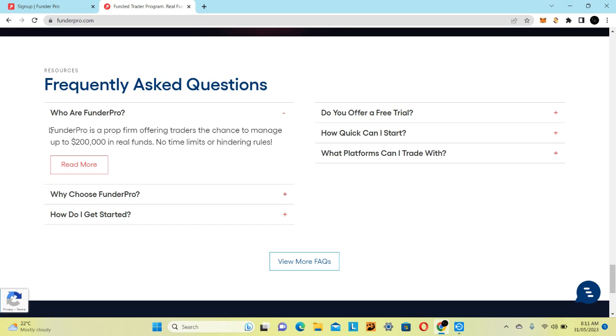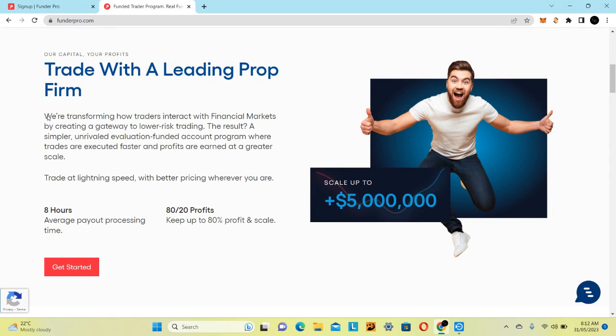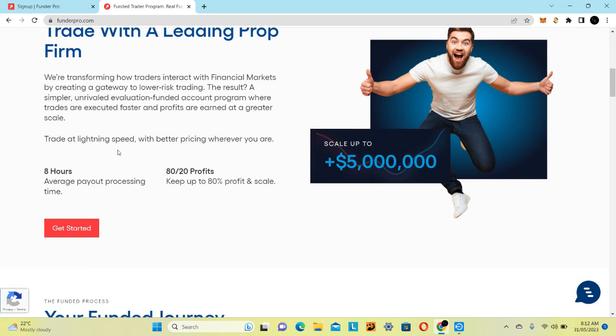Basically, FunderPro is a prop firm offering traders the chance to manage up to 200,000 in real funds. No time limits and no hindering rules. Now, something more about the FunderPro. Here you can see their entire website. They are saying that we are transforming how traders interact with financial markets by creating a gateway to lower risk trading. The result: a simpler, unrivaled evaluation funded account program where trades are executed faster and profits are earned at a greater scale. Trading is at lightning speed with better pricing wherever you are.